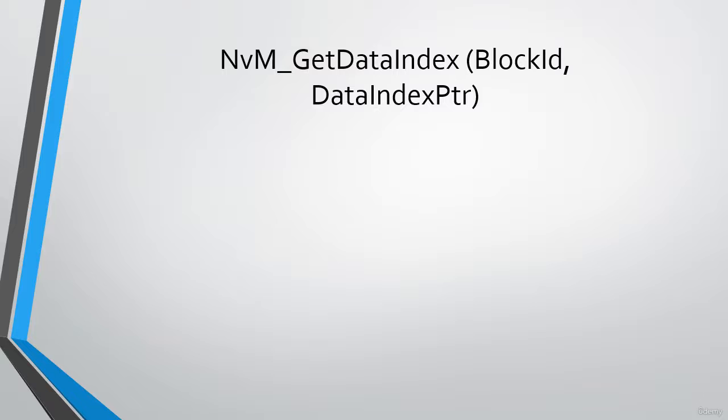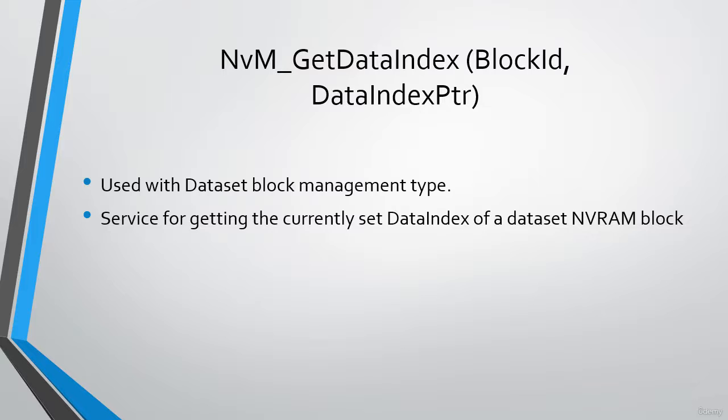The next API is NVM get data index. And here the parameters are block ID as well as the data index pointer. So again, since it's a data index, we are dealing with the dataset block management type. And this service is used for getting the currently set data index of a dataset NVRAM block. So for a particular dataset NVRAM block, we will be getting its data index, which is set by the previous API we discussed. This is a synchronous API and it is of type 1.